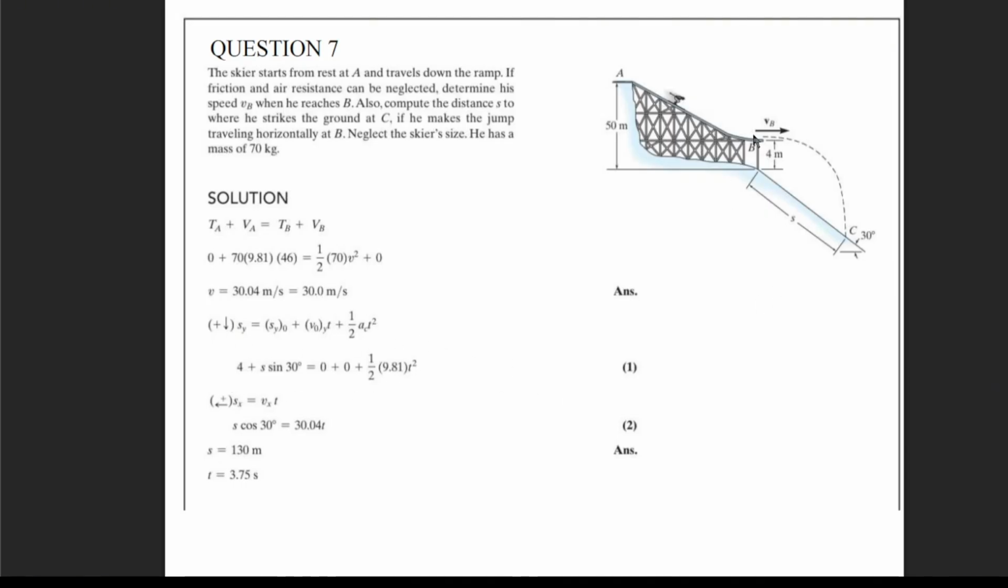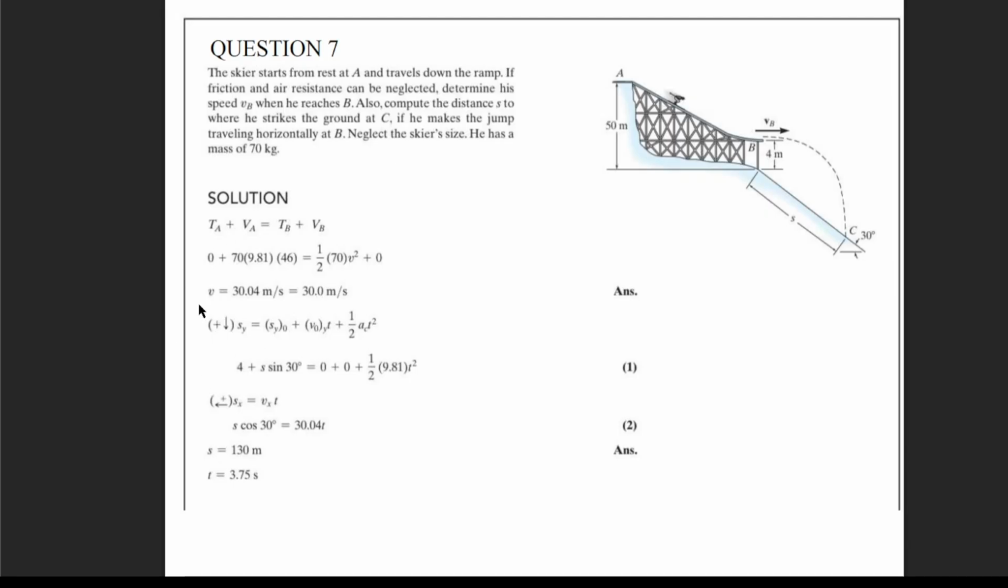where sy is 4 plus s sine 30. Sy naught becomes 0 because it is from the origin. Then v naught is from rest, so it becomes 0. For a, it is the vertical part, so it becomes g, which is 9.81. The final equation has two unknowns, s and t, so we need to find another equation to find t first.